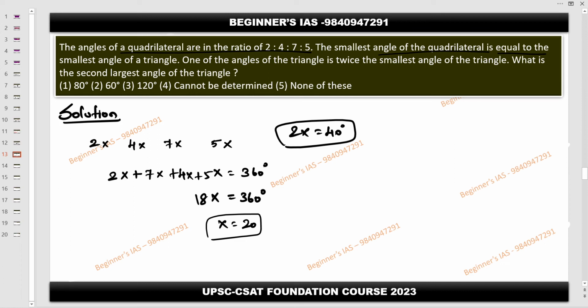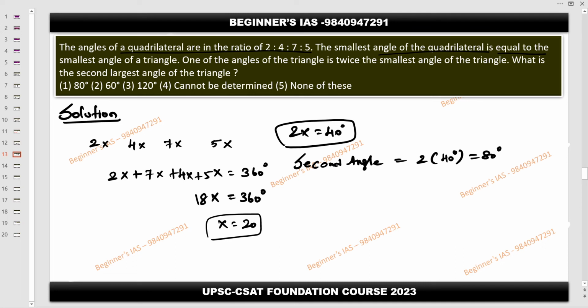So second smallest means: first is 20, second is 40 degrees. So now find out the second angle. What is the second angle? Twice the smallest of the triangle. So twice the smallest, 40, is 80. So this is equal to the second angle. Now what we need to find out is the third angle, the second largest angle.